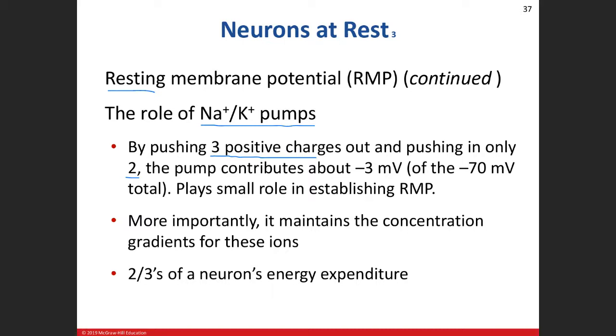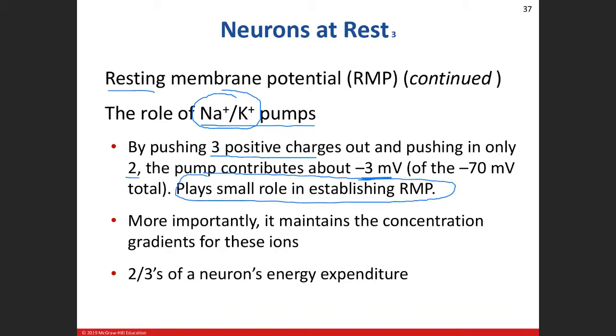So basically, it won't make all that much of an effect on the resting membrane potential. In regards to the electrical gradient, it's pumping out of the cell 3 positives and only pumping into the cell 2 positives. That's only going to affect it by about -3 millivolts. That's not terribly important. It plays a small role in establishing the resting membrane potential.